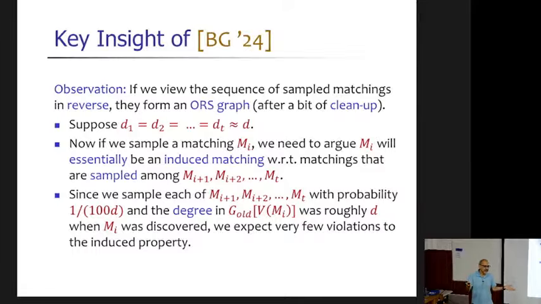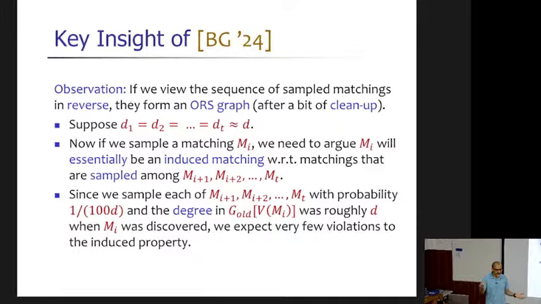It has order D edges incident on it, U and V each of them. The future matchings could be using these edges, but you're sampling them at rate 1/100D. So for a typical edge UV in Mi, no edges incident on U and V were sampled. You may get a few violations to this, but then we do a cleanup.